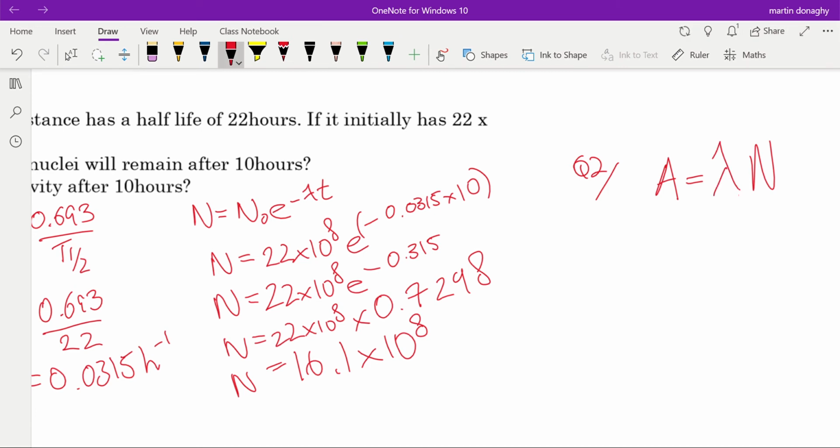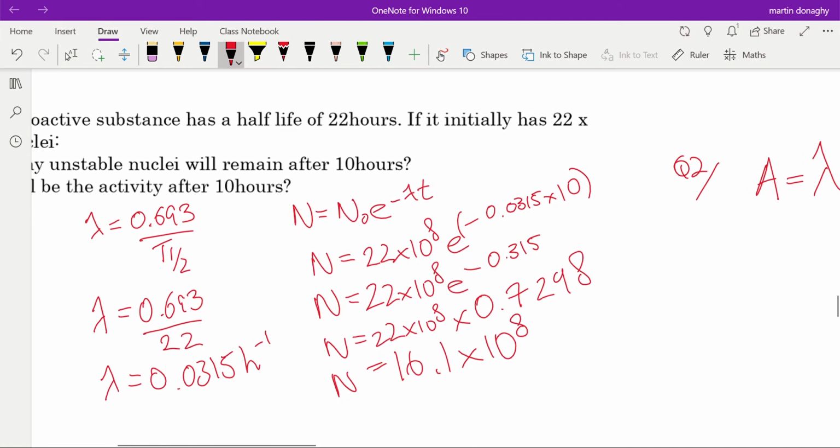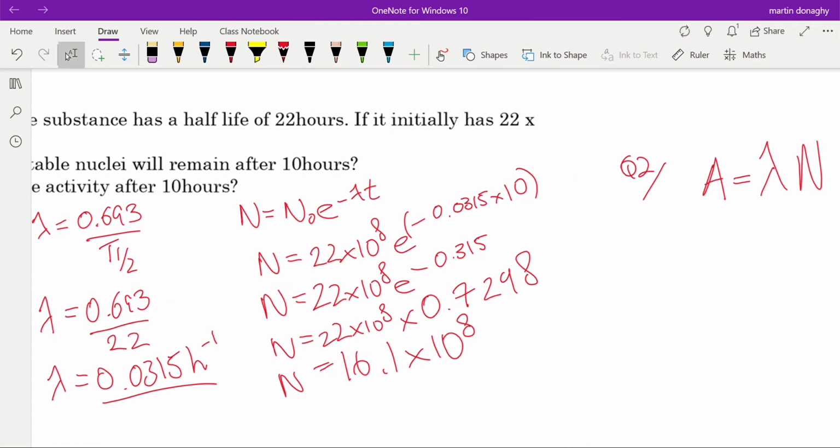However, this decay constant that I've worked out is in per hours, which means my activity will be per hour. That's not the unit we use. We tend to use becquerels, which is per second. So I'm going to work out what lambda is in seconds, first of all.